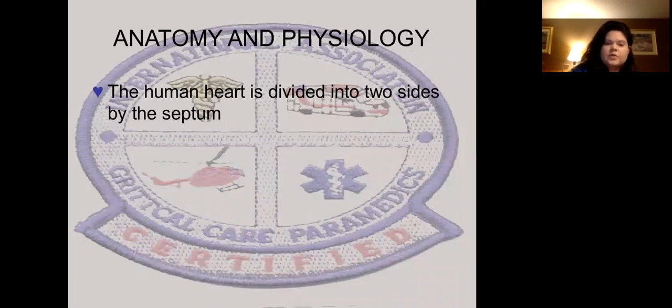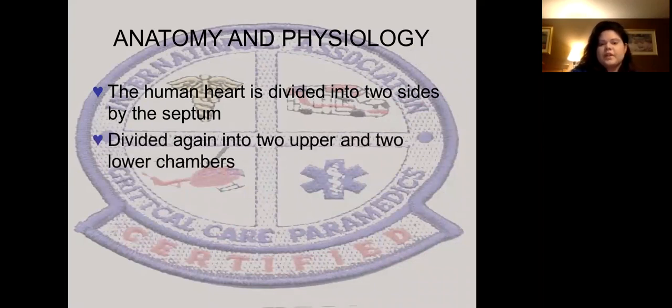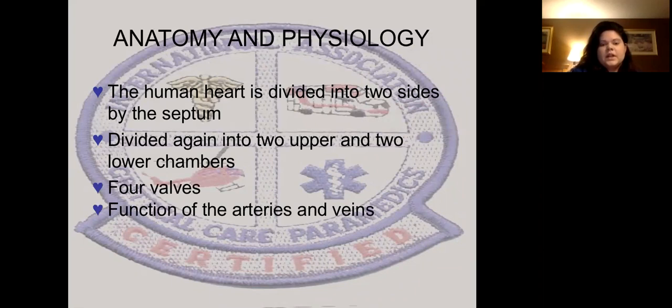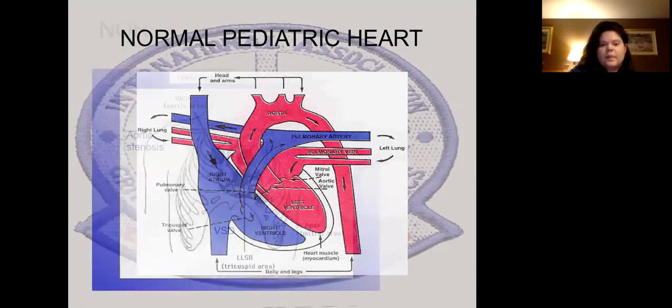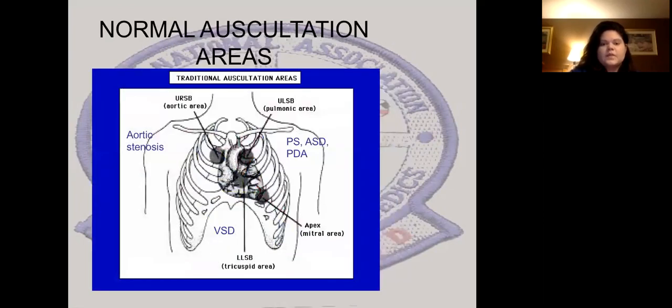And then we'll just talk about normal anatomy. The heart's divided into 2 sides by the septum. We should know that. It's no different than an adult. And then again, it's divided up in each of those. That gives you a total of 4. You have 4 valves and different functions of arteries and veins. And then there's also a normal blood flow pattern which it follows. This is a normal pediatric heart, not much different than the adult heart. And this is also where you'd auscultate, again, not different.